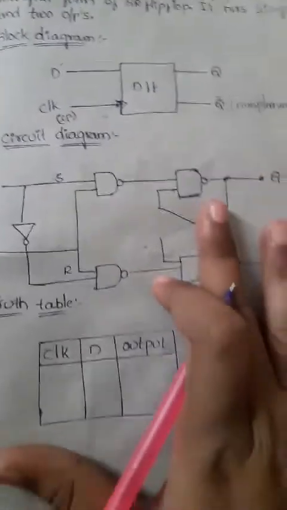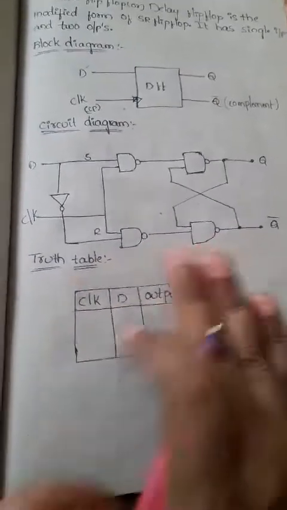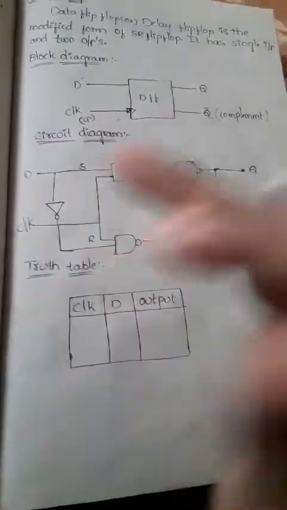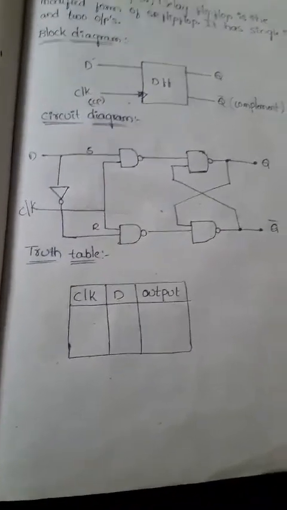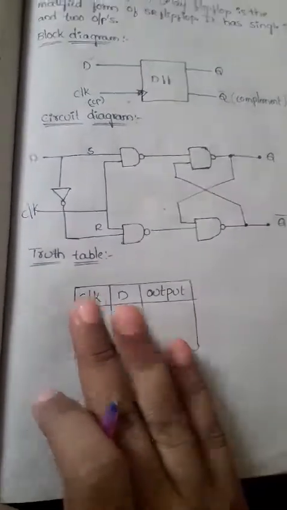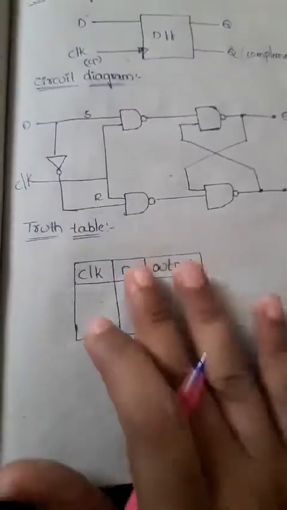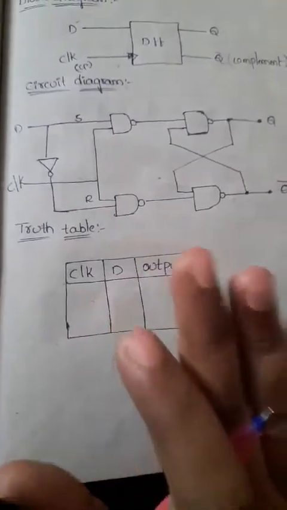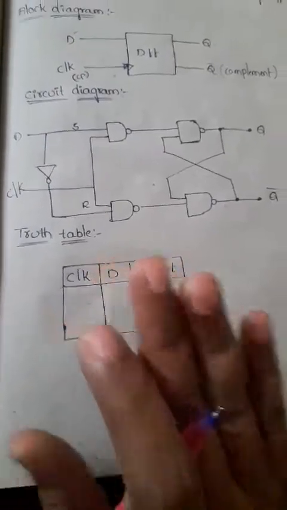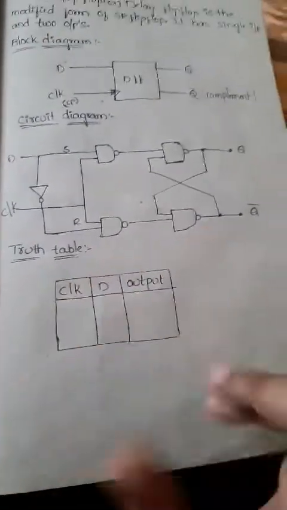Now let's see the working principle. Here we have a truth table, so we have to find out the relation between inputs and outputs. The working principle of the D flip-flop is that whatever present input we have will be the next output we get. The D flip-flop is nothing but the present input going to the output after application of the pulse.